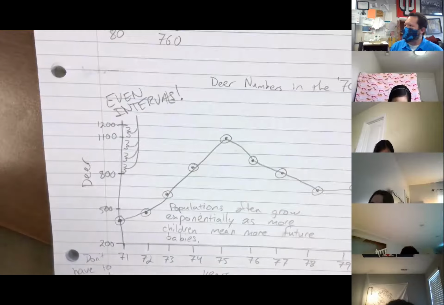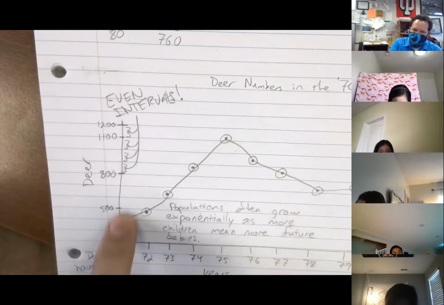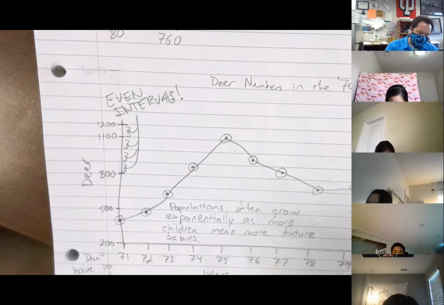And it doesn't have to be anything too creative, but we're looking at what are we measuring? We're measuring the deer numbers in the 1970s.